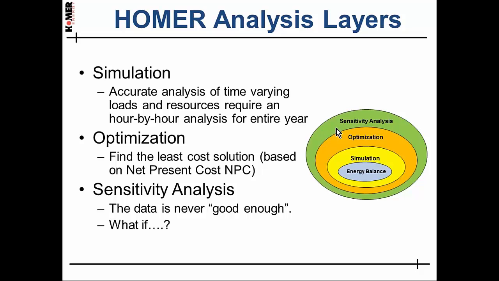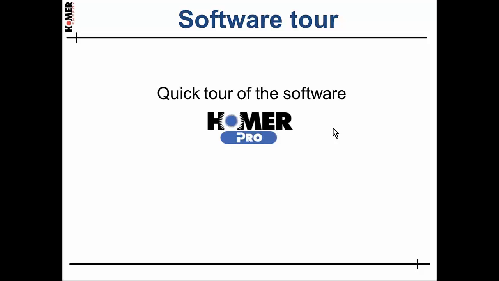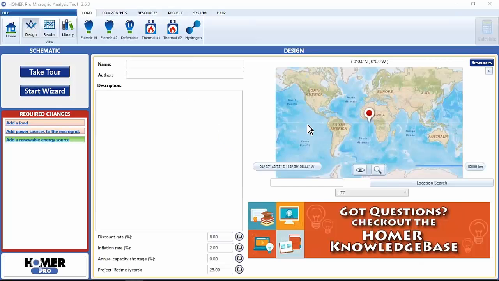For example, we might ask, what if the cost of fuel goes up? Does this change the optimal design, or does this change what choices the designer might make? So now, I'd like to do an example to show you how easy the software is to use. So let's start with a quick overview of the user interface.